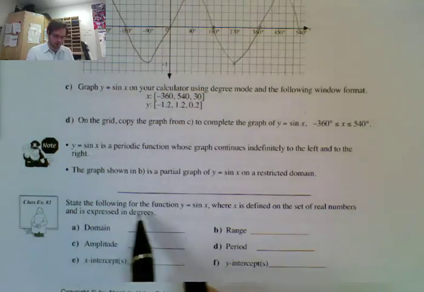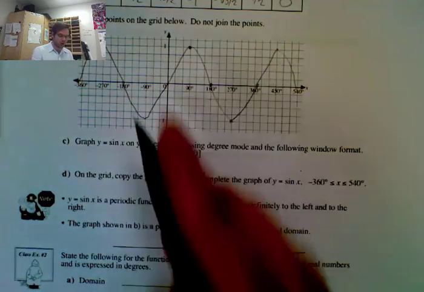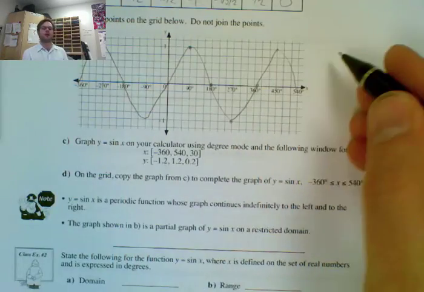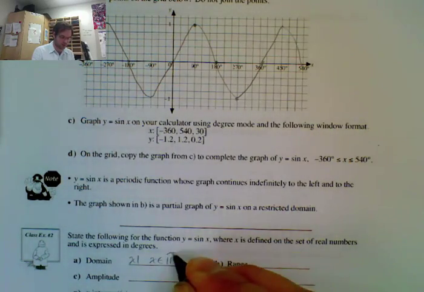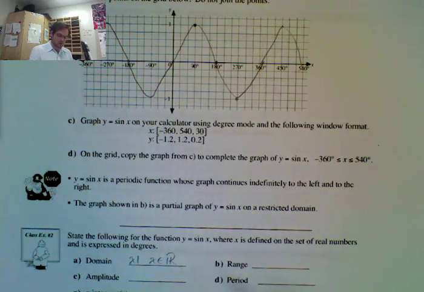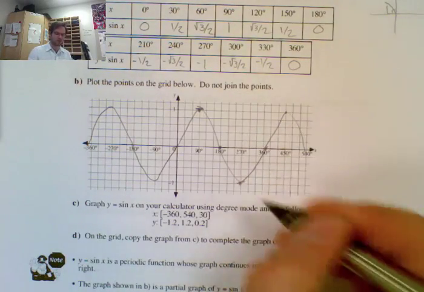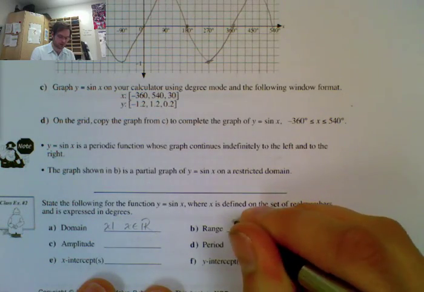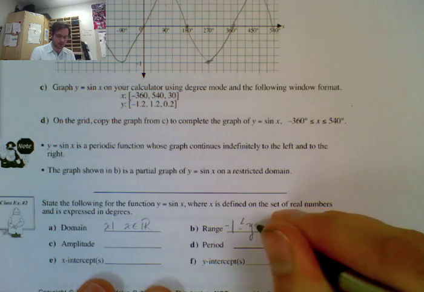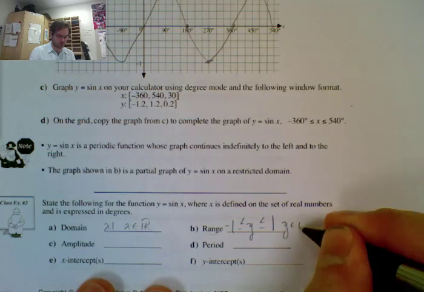State the following for the function sine of x, where sine is defined as the set of all real numbers. What is my domain? So if I look at this, my domain goes on forever. So my domain is x such that x is an element of all real numbers. Okay? We want to know now, what is my range? Well, my range, my y values, is between 1 and negative 1. So we have y must be greater than or equal to negative 1, but less than or equal to 1. Okay? And where y is an element of all real numbers.